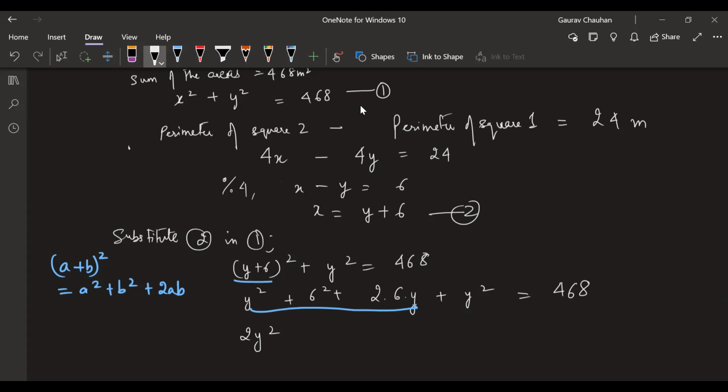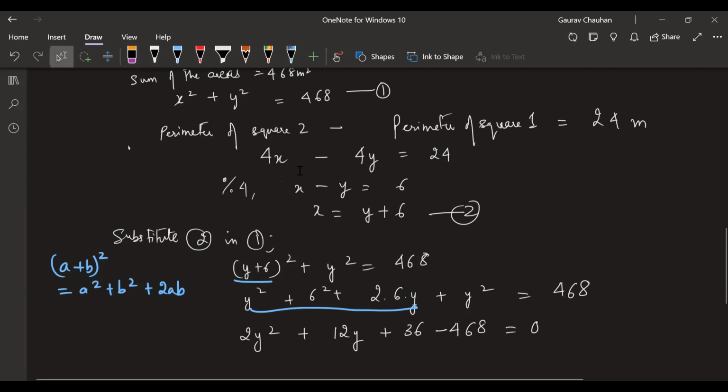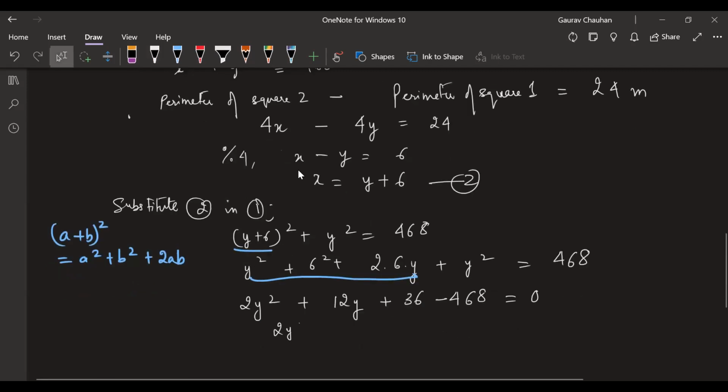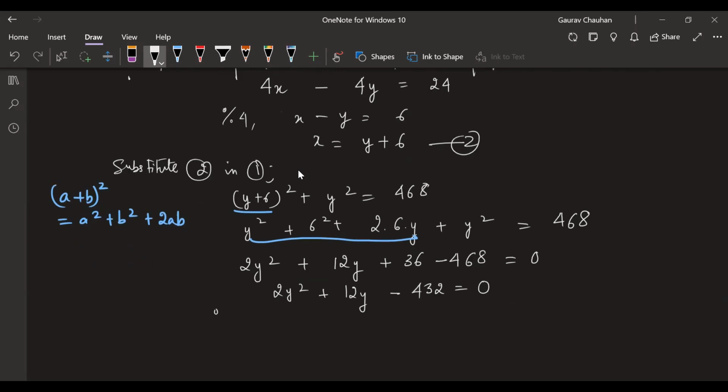I get 2y square plus 12y plus 6 square is 36 minus 468 is equal to 0. That gives me 2y square plus 12y minus, this will give me 460 minus 30 is 30. 8 minus 6 is 2, so 432 is equal to 0. I don't know if this is correct, check and tell me. Everything is divisible by 2, I'm going to divide by 2. I get y square plus 6y minus 216 is equal to 0.